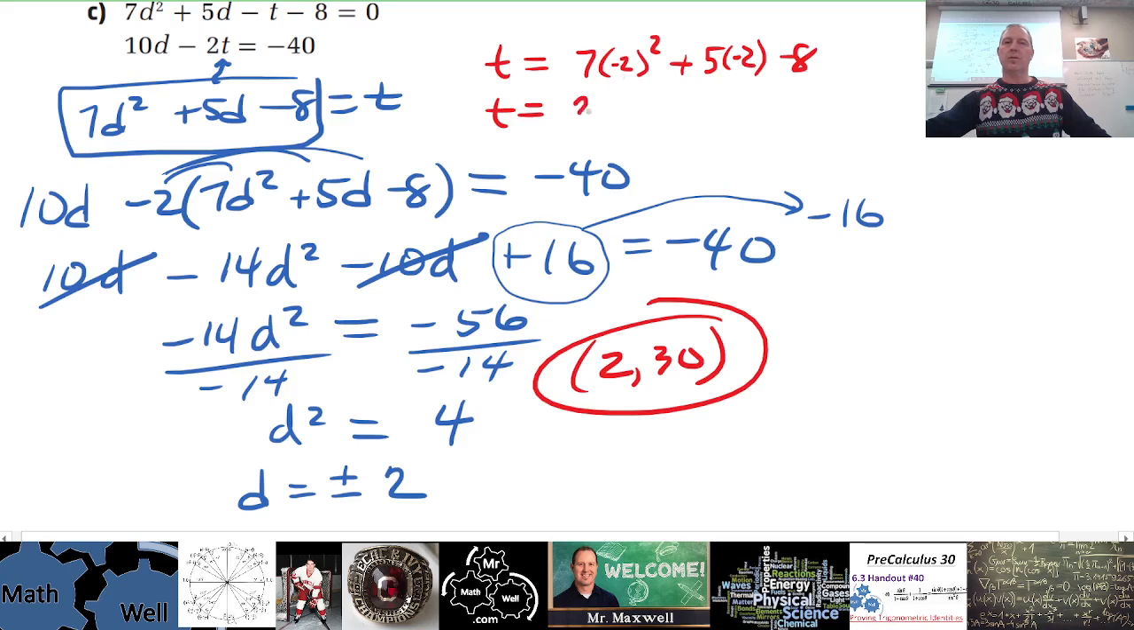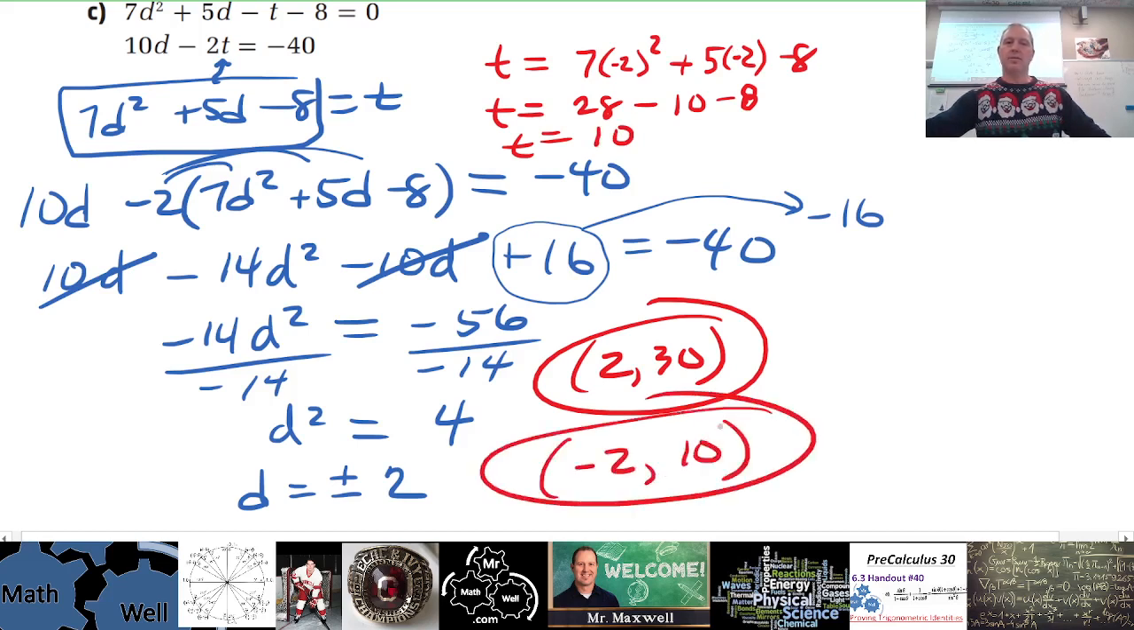I still get 28, but I get minus 10 minus 8. So that should be t equals 28 minus 18, which is 10. So I have -2, +10.